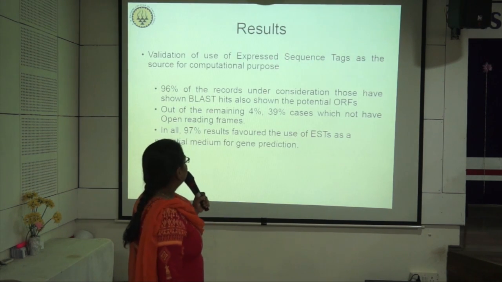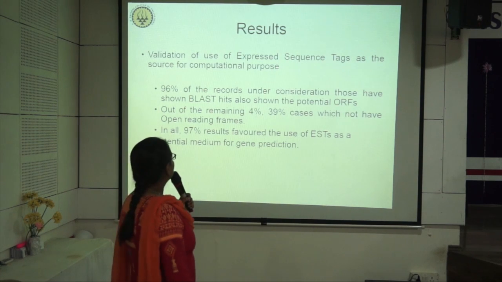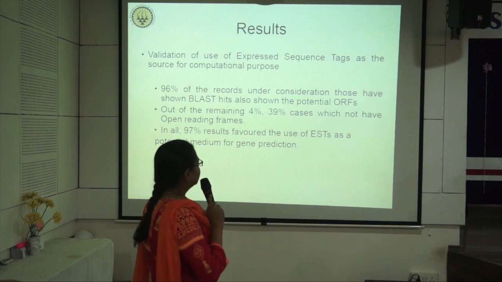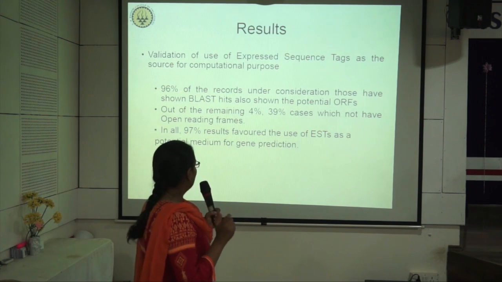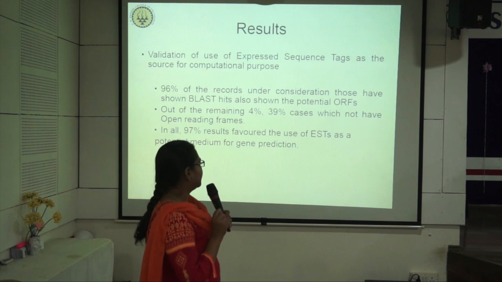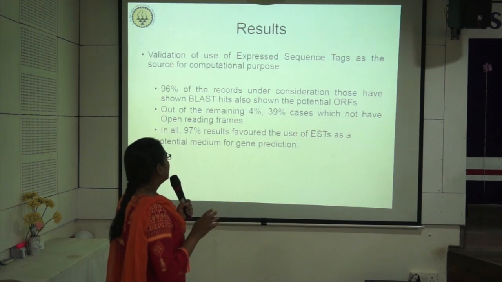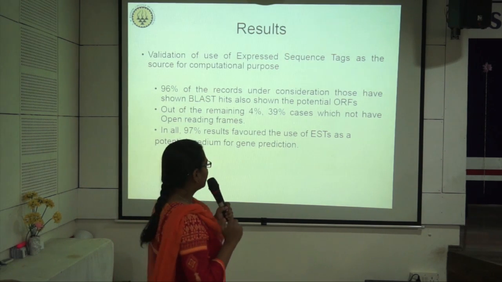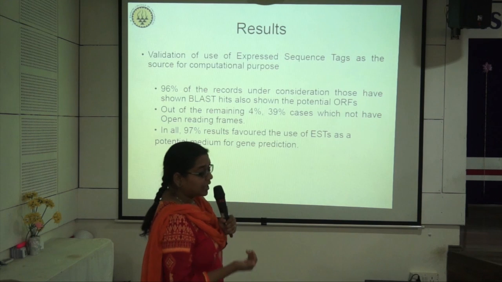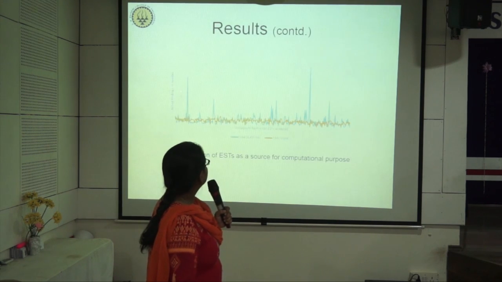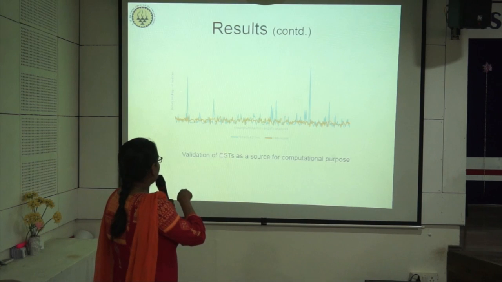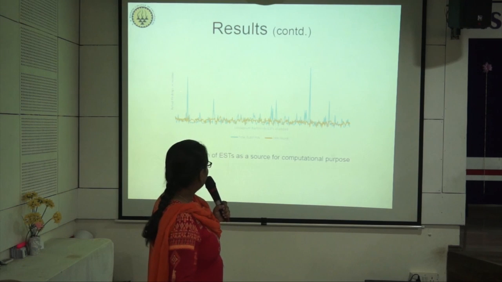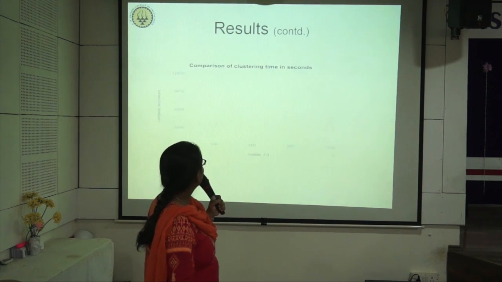The results: validation of the use of expressed sequence tags as a source for computational purposes. 96% of the records under consideration have shown results compared to the potential ORFs. Of the remaining 4%, 39% were cases which did not have ORFs. So even if we see 97% results, it favored that ESTs could be our instrumental source when it comes to potential gene prediction. This is the graph that we get when we talk about validation of ESTs as a resource. Here 263 records we have gone for the specific breed.